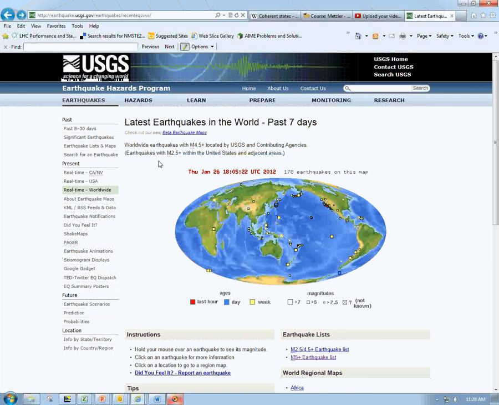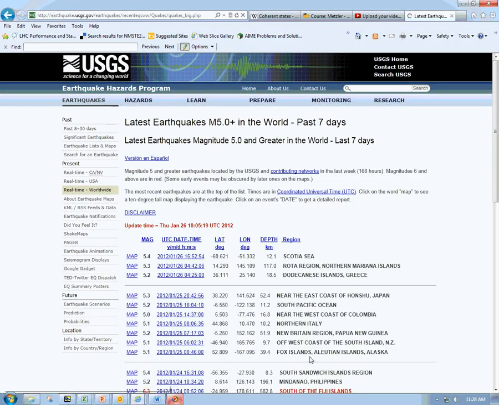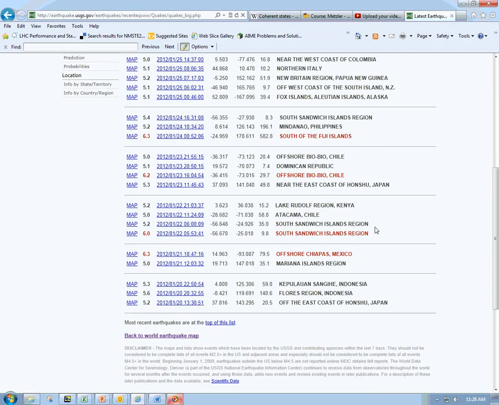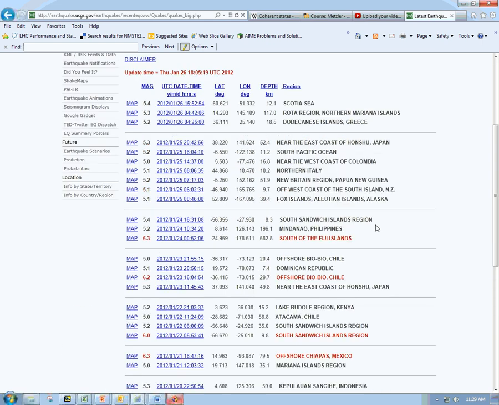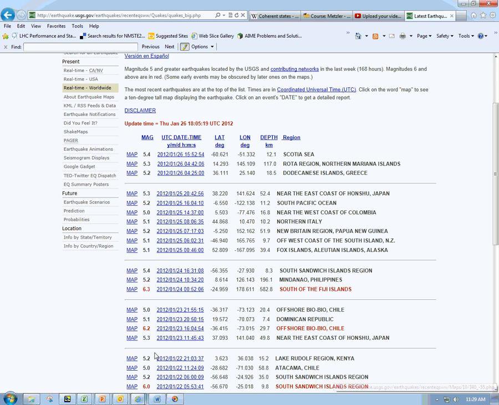Looking at earthquakes in the last hour that just happened, the last day, and the last week. You can look at lists of all the earthquakes in the world in the last week or so that had magnitude 5 or greater. What does that magnitude measure?